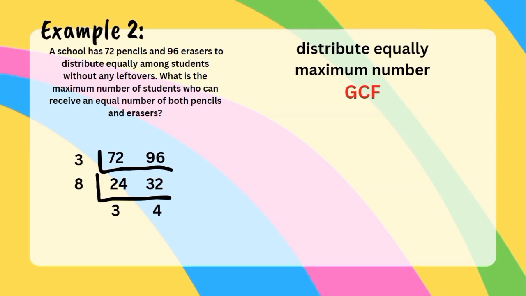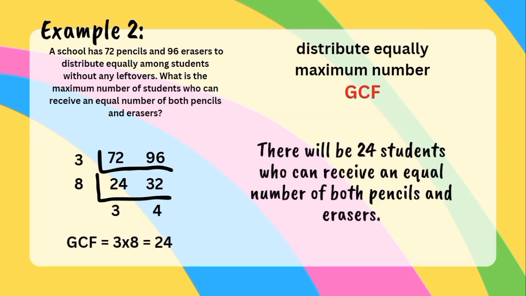So therefore, I'm now going to look for the GCF. If I'm going to look for the GCF, I'm just multiplying the factors on the left side and that is 3 and 8. And 3 times 8 is 24. So now therefore I conclude that there will be 24 students who can receive an equal number of both pencils and erasers. That is example number 2.